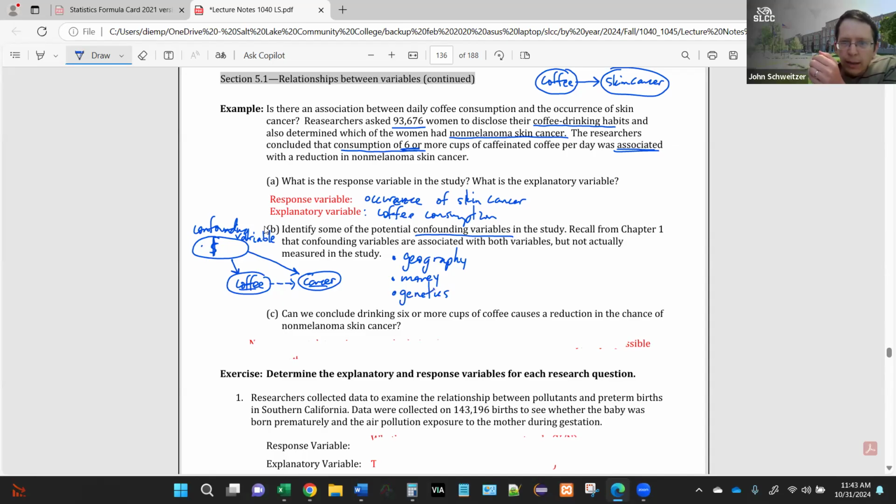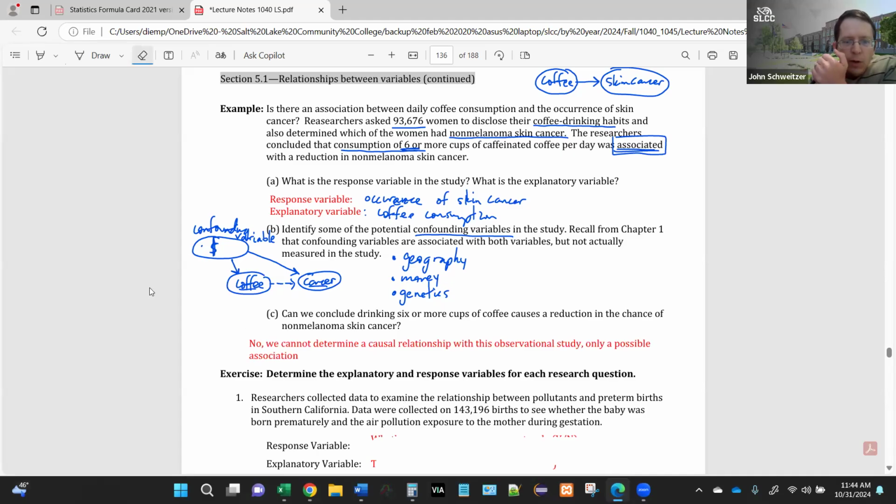And that's why the authors of the paper didn't say that coffee causes a reduction in skin cancer. They're just saying it's associated with it. Okay. And so there we go. So can we conclude that drinking 6 or more cups of coffee causes a reduction in the chance of non-melanoma skin cancer? No, we can't determine a causal relationship from an observational study, only a possible association.